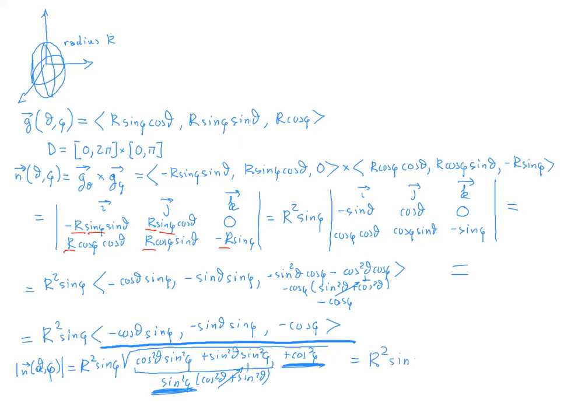R squared sine phi. So that's the magnitude of the normal vector. And since the underlying function when we compute surface area is equal to 1, that's just the quantity that we have to integrate over the domain of the parameterization. Okay, so what does that mean?